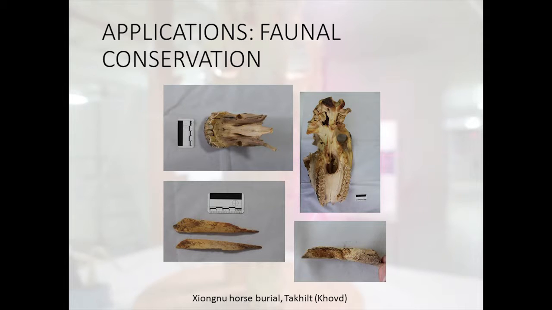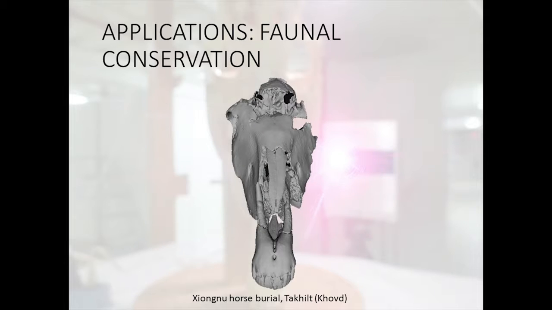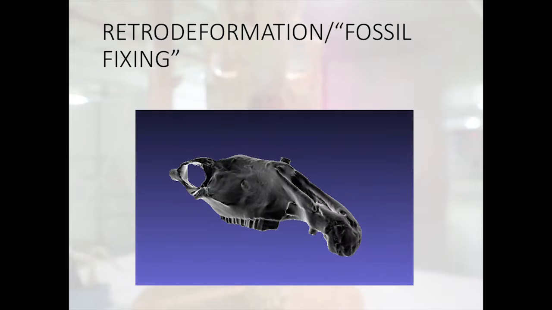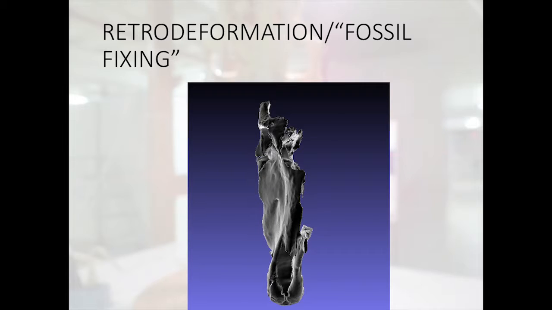And then there are some really cool applications here for faunal conservation and for research. For example, often we get horse bones that look like this, with good quality bone preservation, but smashed into X number of pieces. Through 3D scanning, we can refit these and produce something akin to an intact skull. The kinds of research analyses you can do with an intact skull and a 3D model are really nice. You can do things in terms of what we call retrodeformation or fossil fixing, which is using the natural symmetry of the cranium to reconstruct it.